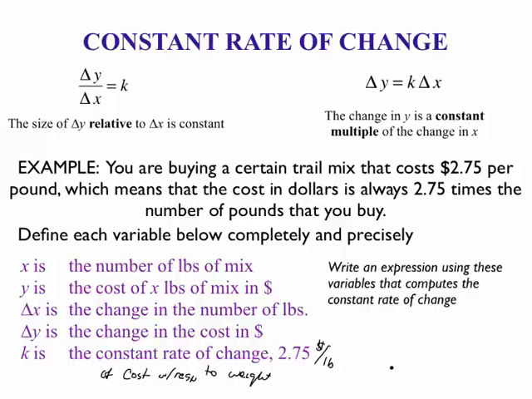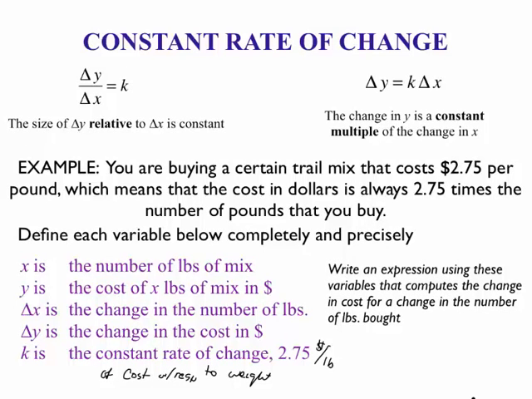Okay. So write an expression using 3 variables that computes the constant rate of change. So what expression would actually compute the value of K, the constant rate of change? We want to get a value for the constant rate. How would we set up an expression that would do that? Delta y over delta x. Okay? Write an expression that computes the change in cost given the change in number of pounds.